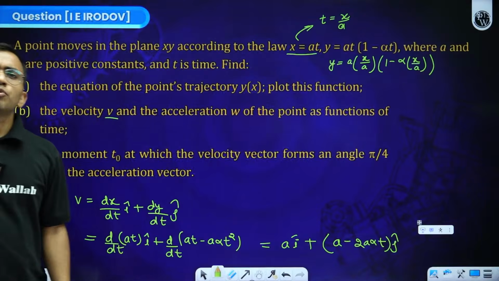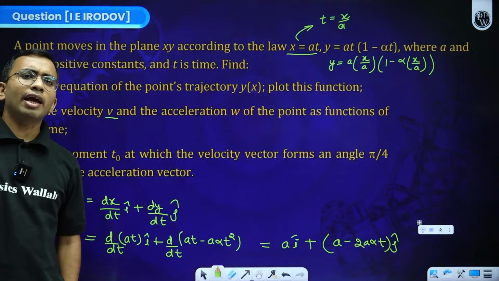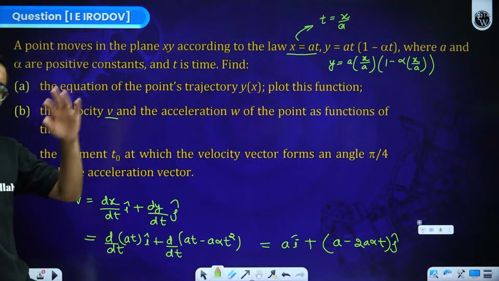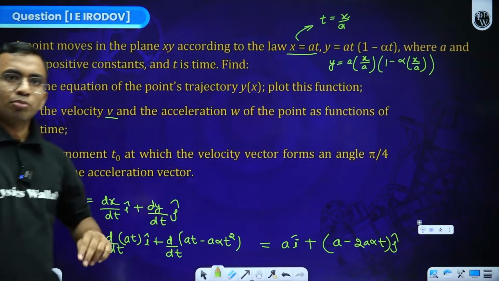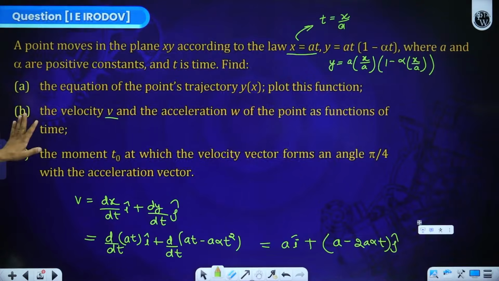General kinematics and motion in one dimension, that means both straight line and motion in a plane. Kinematics means motion in a straight line plus motion in a plane. Motion in a straight line we have covered previously. Now we are covering motion in a plane. Okay, velocity I got as a function of time like this.